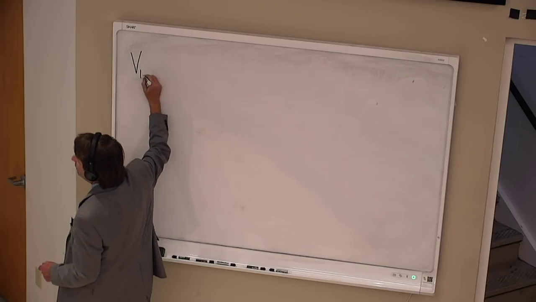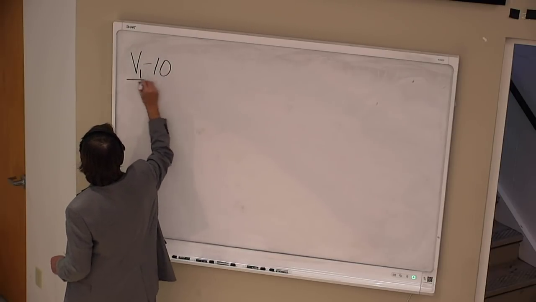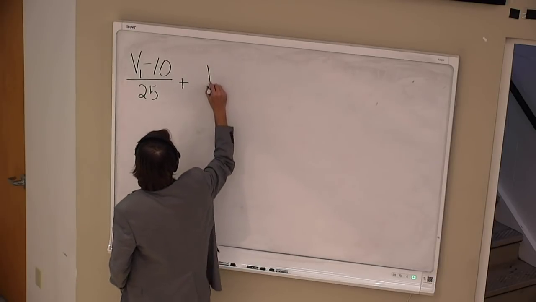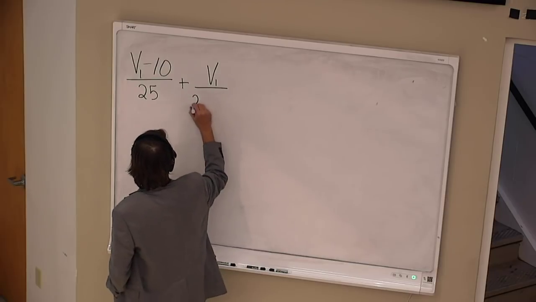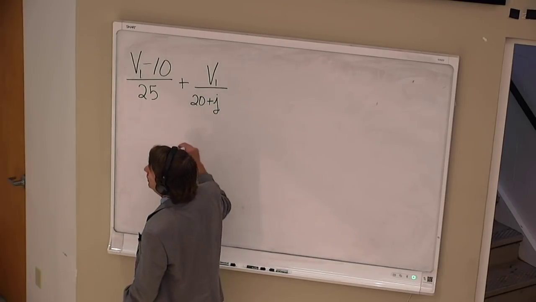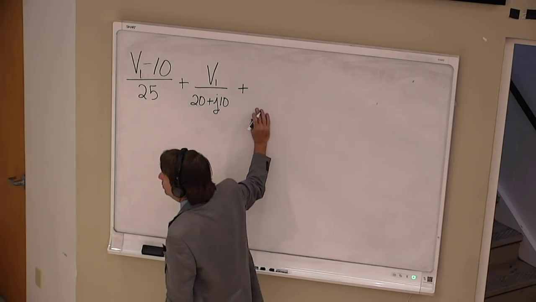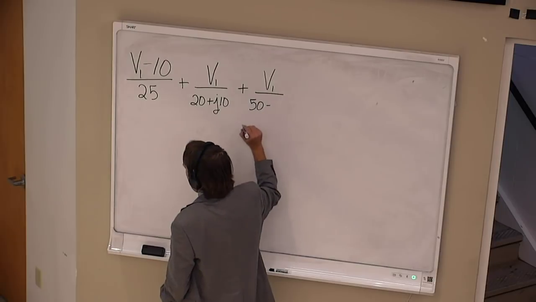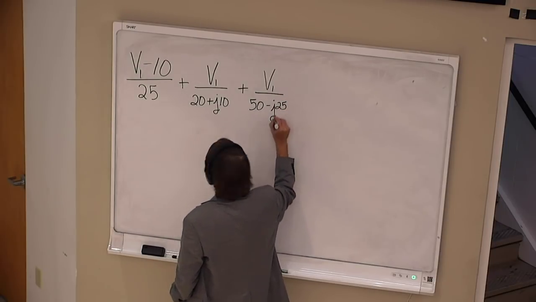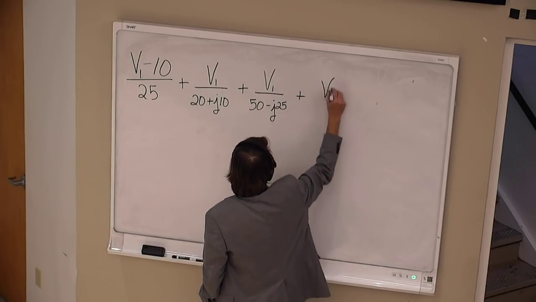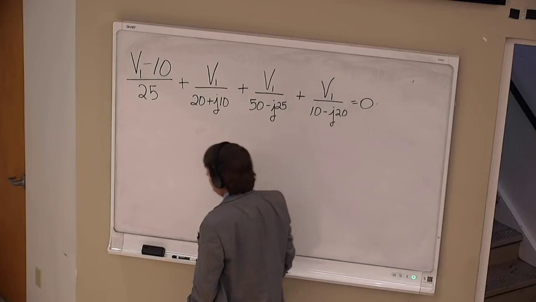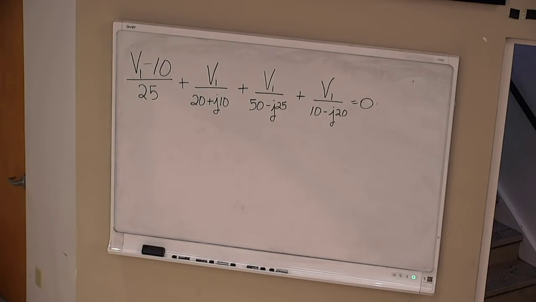V1 minus 10 over 25, plus V1 over 20 plus j10, plus V1 over 50 minus j25, plus V1 over 10 minus j20 equals 0. Let me stop. I need you to take a look at this. I need confidence that you got this part.